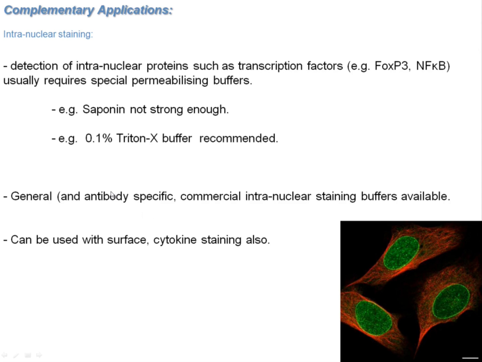So there could be a FOXP3 specific intranuclear staining buffer. Usually whatever is fine for FOXP3 is fine for any other nuclear protein, as far as I've found. And I've also found that you can use these intranuclear fixation and permeabilization buffers with regular intracellular cytokine buffers. So you can use these particular buffers for intranuclear and intracellular cytokine staining all at once, and surface staining. So that's a nice technique that we can add to it.